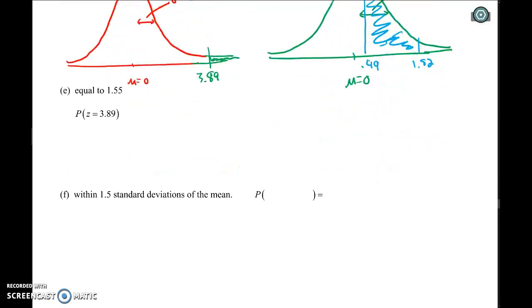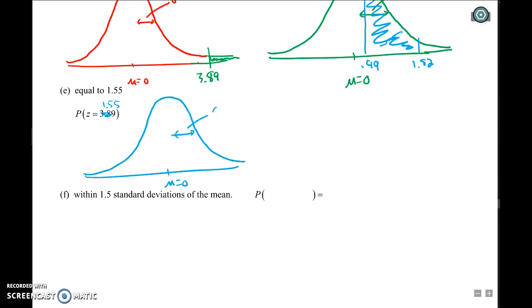Equal to, oh, that's a typo here. Equal to 1.55, sorry. So what's that going to look like? Well, mean of 0, standard deviation of 1, 1.55. Well, we don't really need a calculator to find the area under a point. We know a point has no width, so there should be no area, so it should be 0.